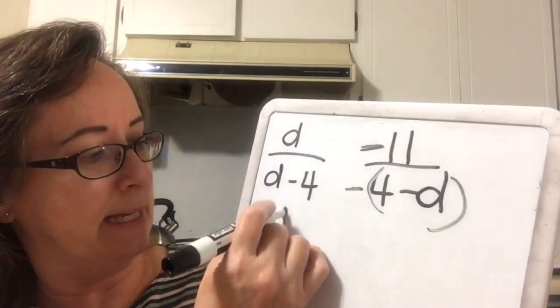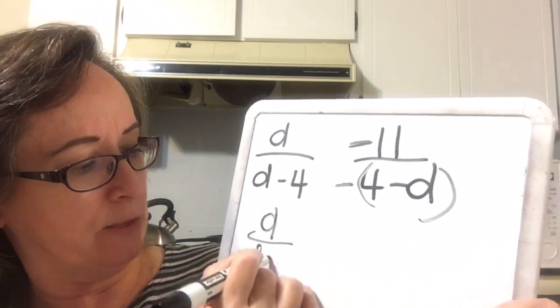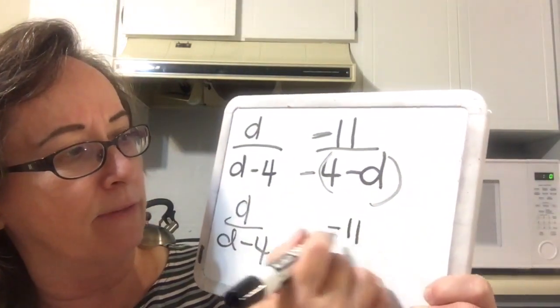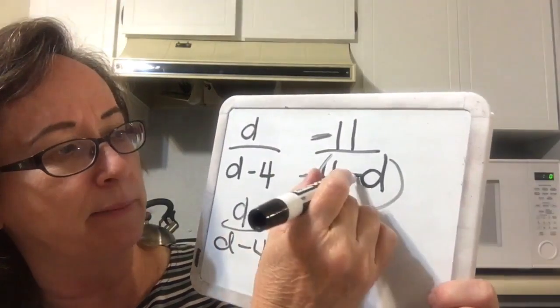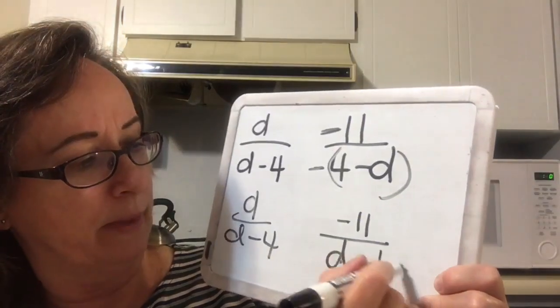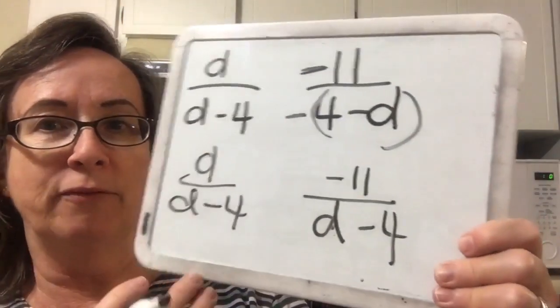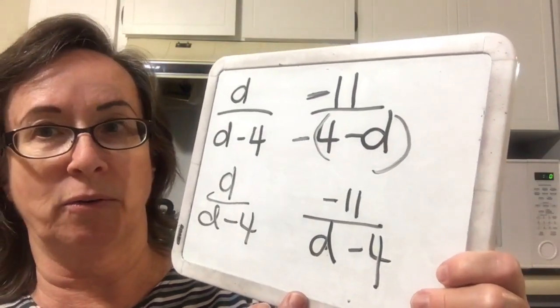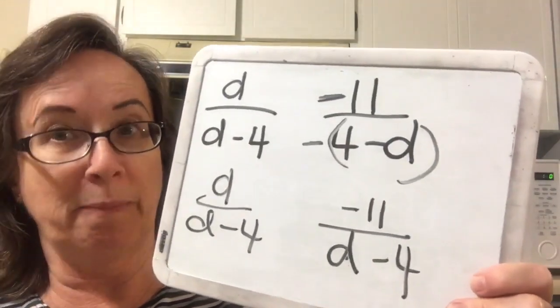And so I've got d over d minus 4. I don't have to touch that one at all. I get -11 over negative times negative is positive, -4. So now I have two rational expressions all ready to add or subtract. So I'll be back with more in a moment.